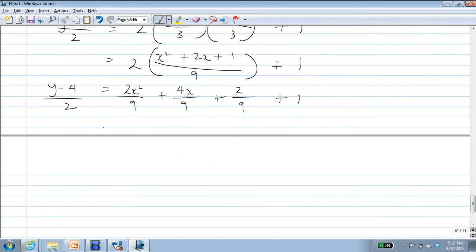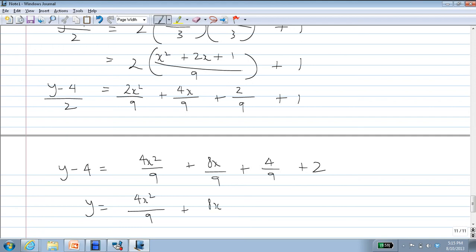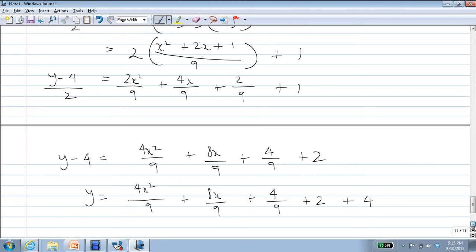Okay, what I think I'll do now is multiply that 2 over. So y minus 4 equals 4x squared on 9 plus 8x on 9 plus 4 on 9 plus 2. So I've just multiplied that 2 over. And now I'm going to add the 4. And now I've almost got it in the form that I want it in.